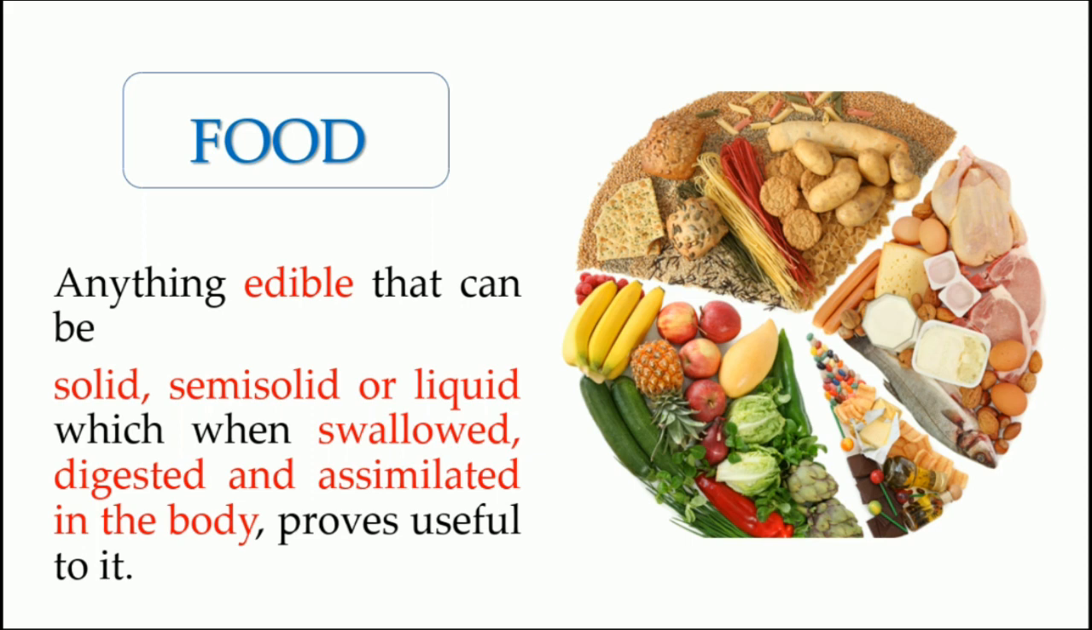A very basic definition of food includes anything which is edible and can be in solid, semi-solid or liquid form, and when it is ingested, swallowed, digested and assimilated by the body, it proves beneficial to the body. It will perform certain functions for the body. So this is the very basic and common definition of food. After the definition of food, now let us understand the various components of food.